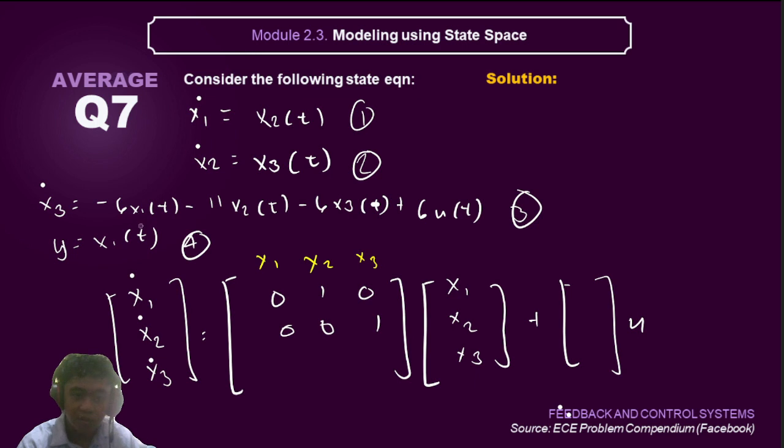The last row, we know that the value of x1 is negative 6, the value of x2 is negative 11, and the value of x3 is negative 6. Now, for this part, we know that out of these three equations, there's only one u of t. So, so as to not make it harder for ourselves, we just write x1 and x2 as 0, and then put the value of x3 here. Now that would be the input equation.